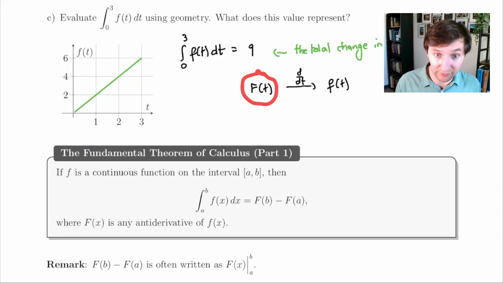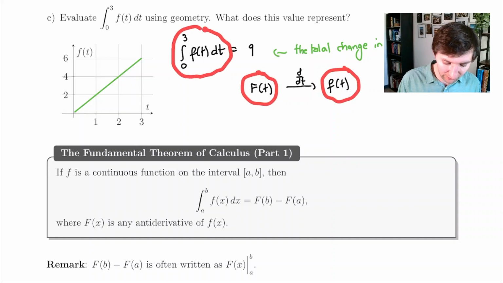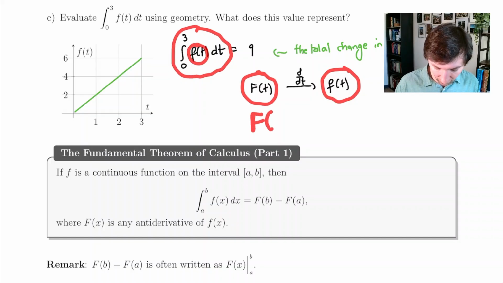Capital F of t was an antiderivative of small f of t, and to compute the definite integral of small f of t, we could have computed capital F of 3 minus capital F of 0.